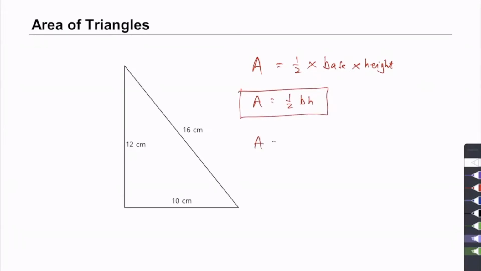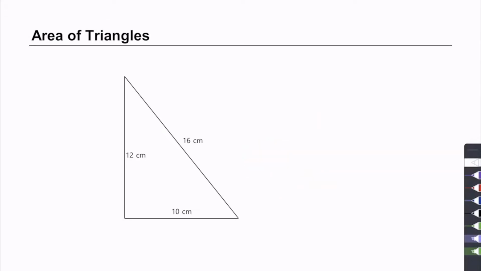Sometimes students will say base times height divided by 2. And that also is correct. So either of those will be helpful to remember. And we'll work out the first question.